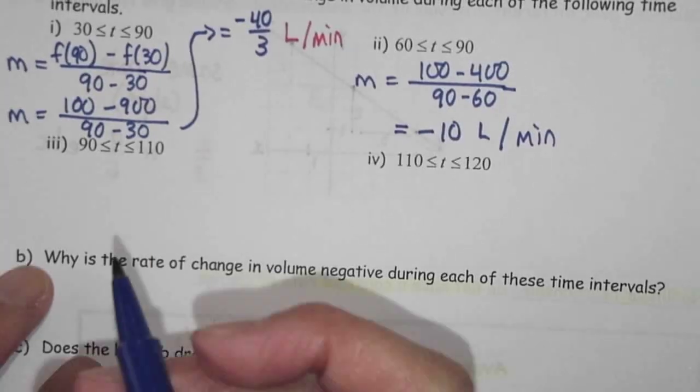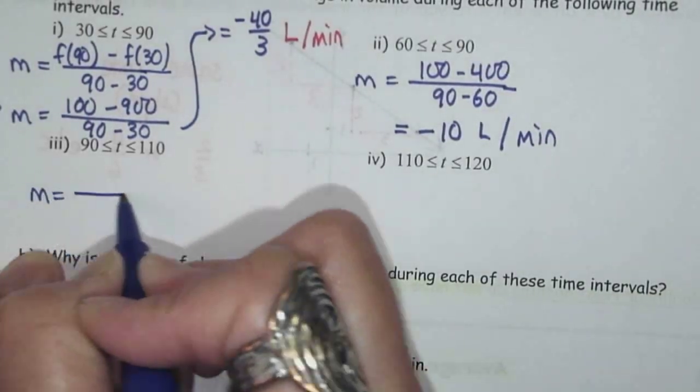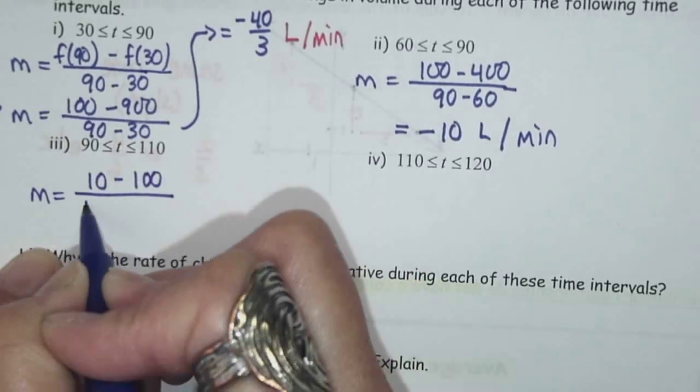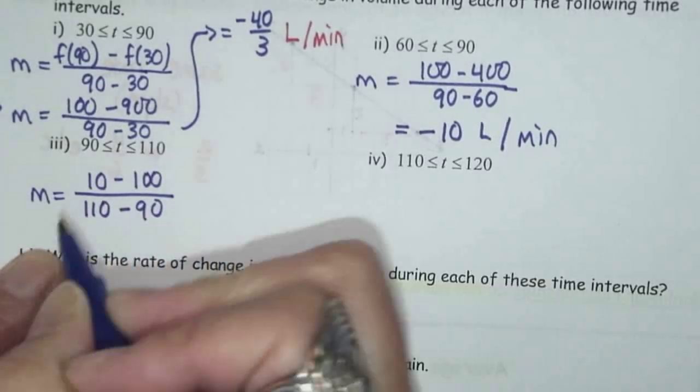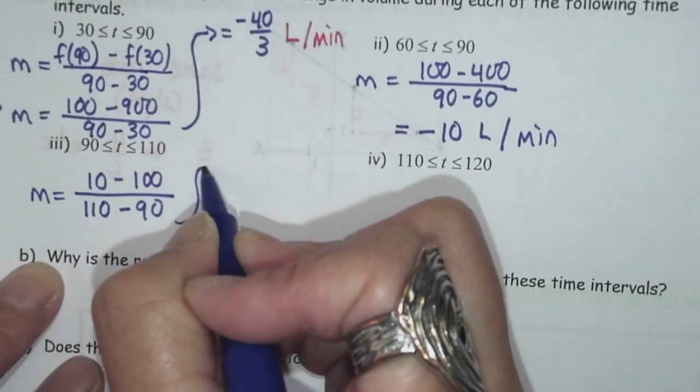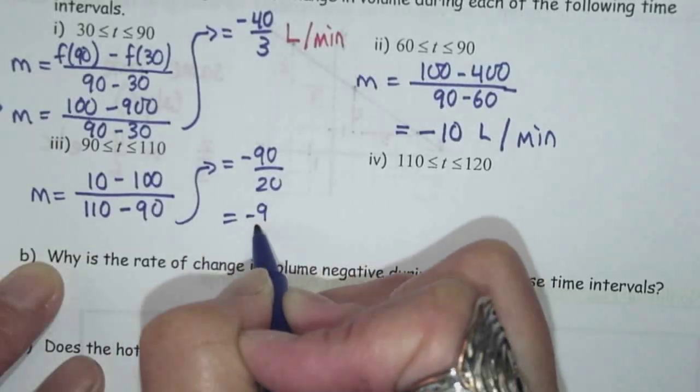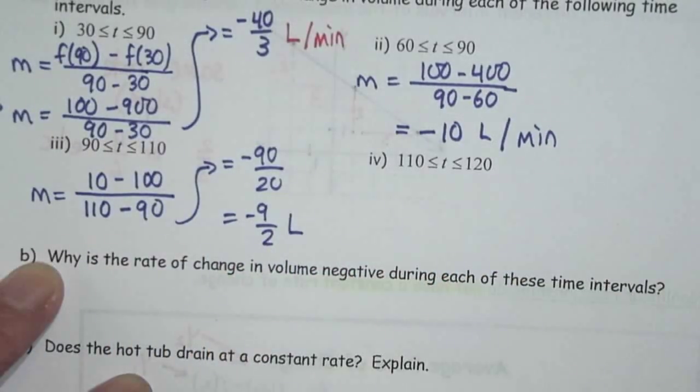Okay, and again, I grabbed it from the chart, so it's going to be m equals 10 minus 100 over 110 minus 90, and then I got, oops, equals negative 90 over 20, so negative 9 over 2. Fractions, please.